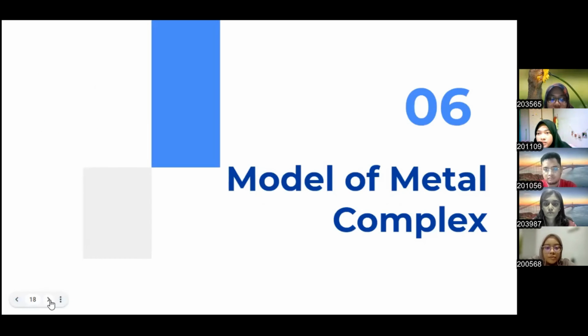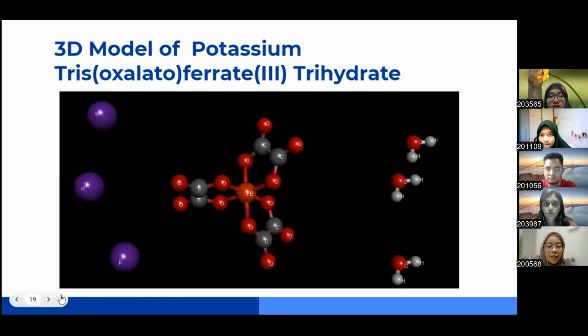Okay, now I pass to Sahada to present the model of the metal complex. Okay, now I will show the model of the metal complex. So here is the 3D model of potassium trisoxalato ferrate 3 trihydrate. Ferrum 3 plus is the central metal ion, which is surrounded by 3 oxalate ions, which are bidentate ligands, so each has 2 points of attachment. And here are the potassium and also the 3 water molecules.